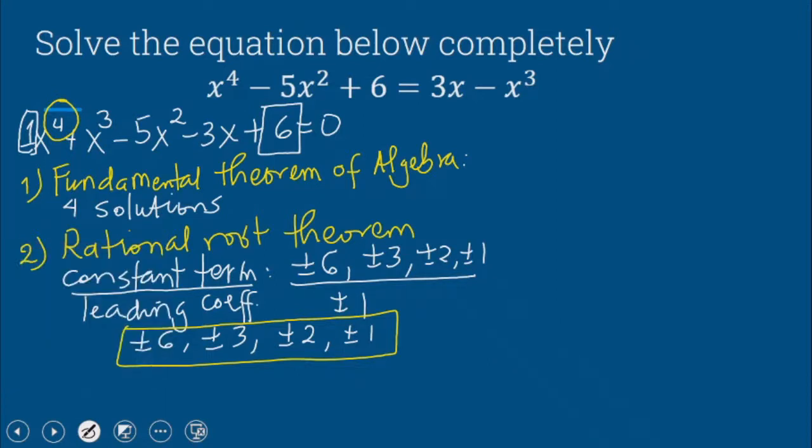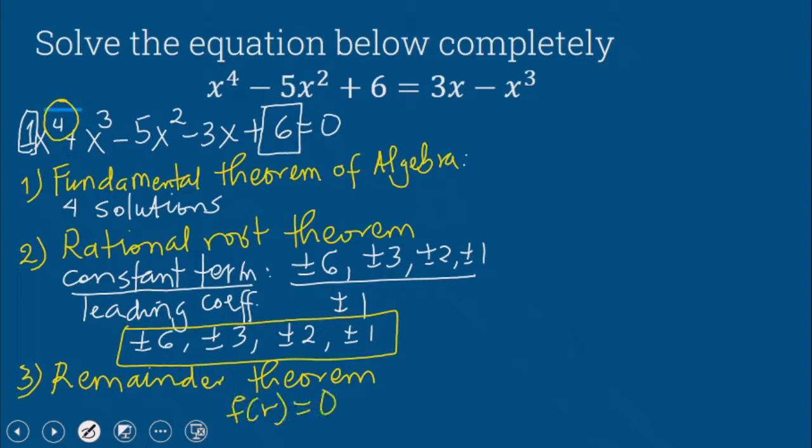So the third thing that we need to apply will be the remainder theorem. The remainder theorem says that if we have an r that is a root or a solution of a particular equation or function, whenever f of r is 0, that means r is a solution. So r will be the root of the equation. So we need to find out which of all these rational roots are actual roots of the equation. Normally, let's start with positive 1.